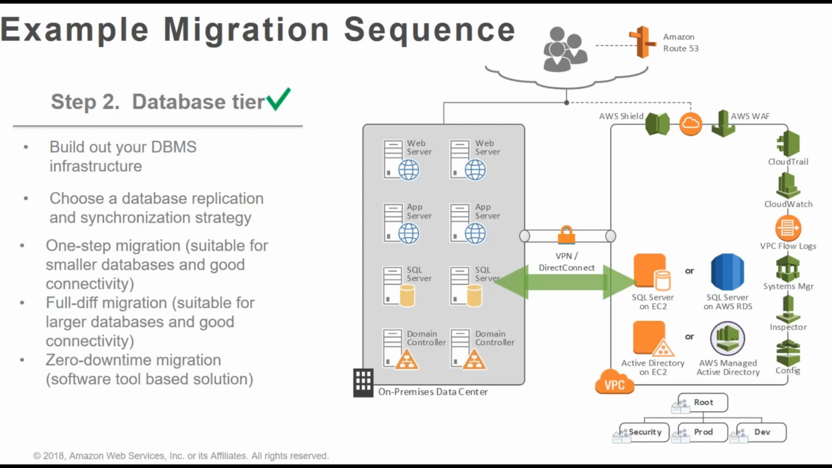Now, when they're taking their existing database and migrating it to AWS, they have to identify a database replication and synchronization strategy. Is it going to be a big bang migration, which is suitable for smaller databases and good connectivity? Or are they going to be looking at larger databases where they may have to do a full backup and a recovery and then differential? And then others may require zero downtime depending on the criticality of the application. And for those, they may want to use a software-based tool to do that type of replication.